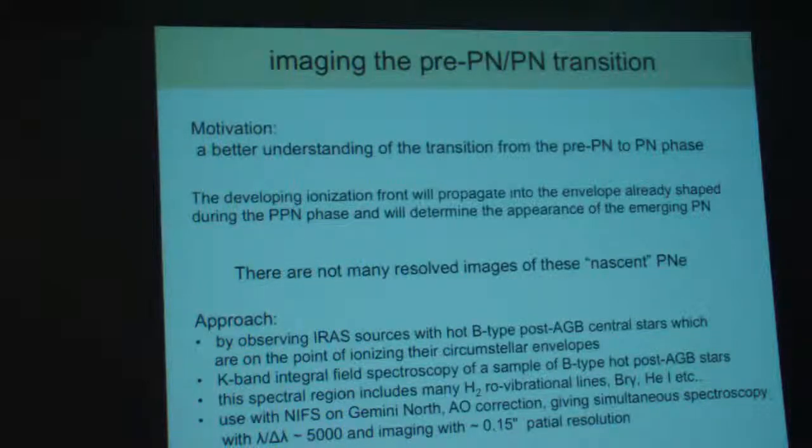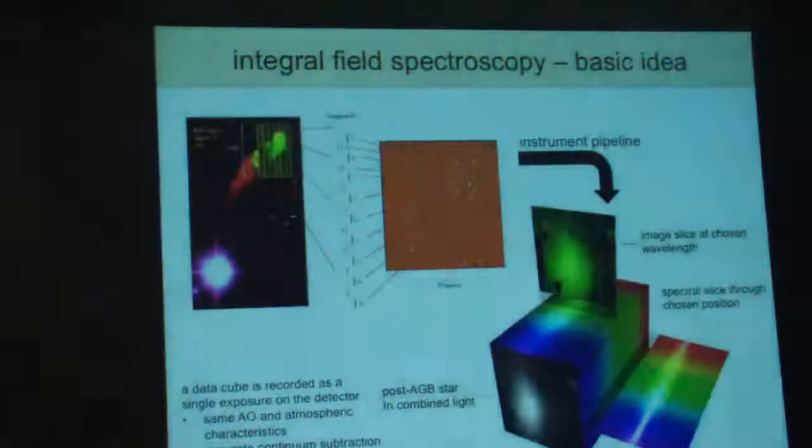And we've been using the Near-infrared Integral Field Spectrograph, NIFS, on Gemini North with the Altair adaptive optics correction system. So that gives you about, in the recombined images, approximately 0.15 arcsecond spatial resolution with spectral resolution of about 5,000.